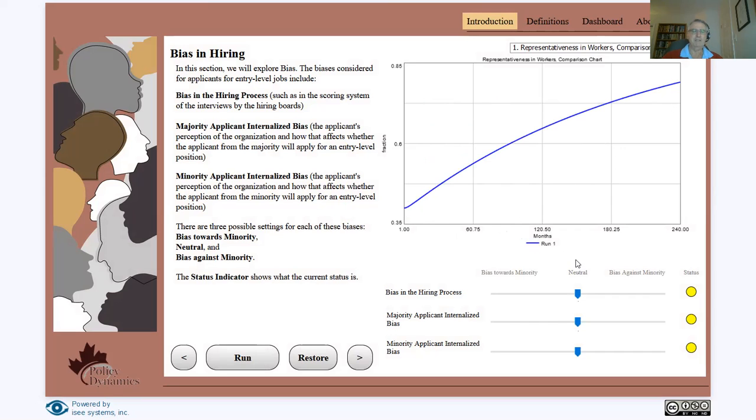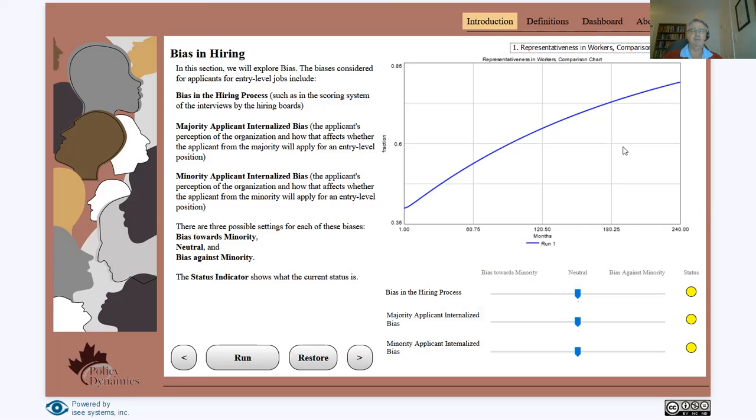And basically, it says that the organization will naturally get more diverse through the regular retirement processes, if the hiring process is unbiased, which I think is a very positive result. However, notice the time length here. This is a 20-year time period, and it increases quite slowly.